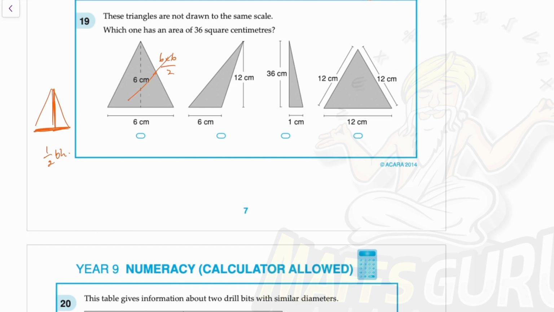This one here is going to end up as 6 times 12 divided by 2. Well, that is going to be, interestingly, 6 times 12 divided by 2 gives me 36. Ka-ching. We'll just check the other ones. If we do this one here, it's going to be 36 times 1 divided by 2. That's not going to be right. And this one here, ooh, that's disgusting. Just even trying to think about that one is going to give me a headache.